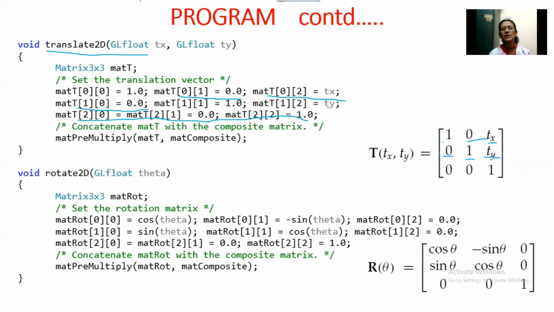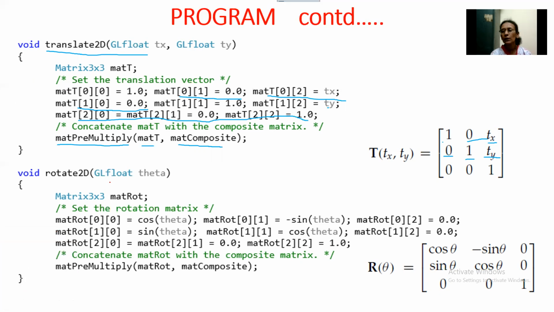Now once the translation matrix is done, that is to be pre-multiplied with the composite matrix. So we call mat pre-multiply with this translation matrix and the current matrix, that is mat composite. So this function does the translation.